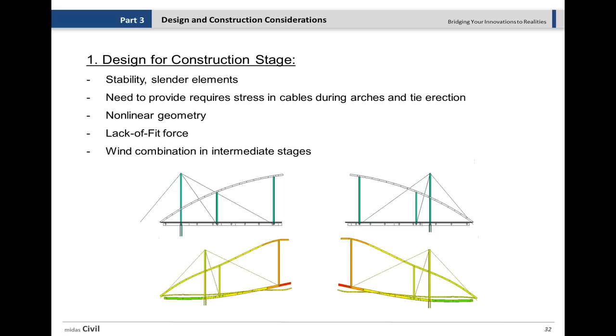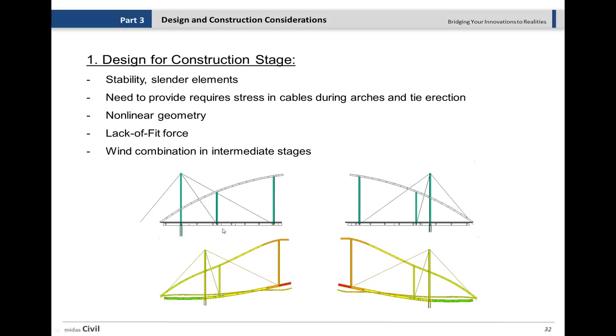So the first part, I'm going to focus on the design for the construction stages. As we discussed, stability is an issue because the elements are slender, and we have to consider that. Another thing is we have to provide the required stress in the cable during the arch and tie construction.